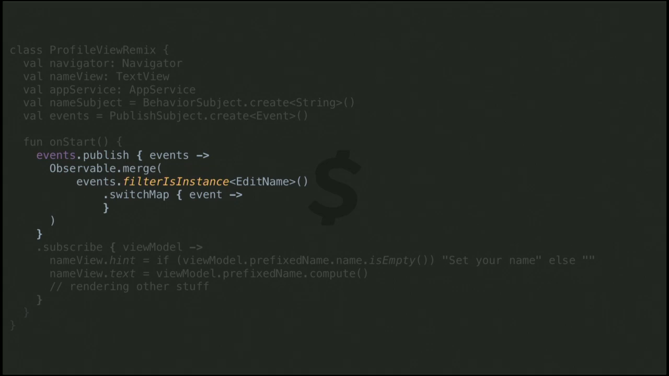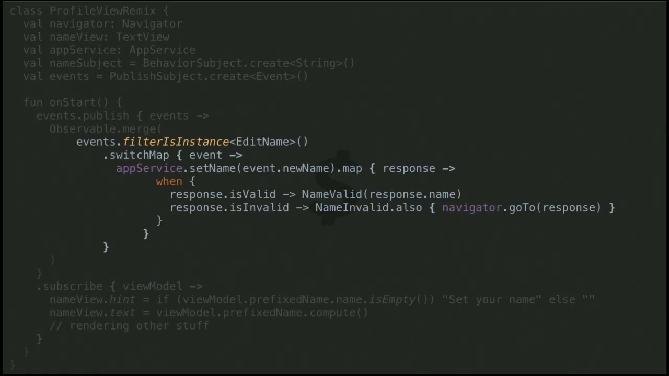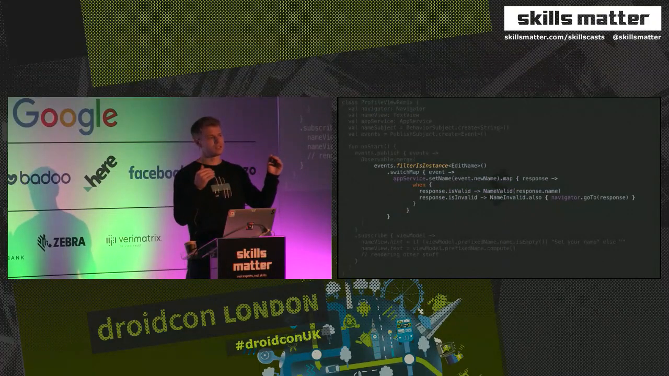And now within the publish, every time we get, so we filter the instance of edit name, then we kick some logic, which was the same as before. We set the name, and depending on if it's valid or invalid, we either emit a valid result or invalid result. And if you remember, at the first implementation, we would kick the subject, so basically updating the view, then calling the API to update the view again.